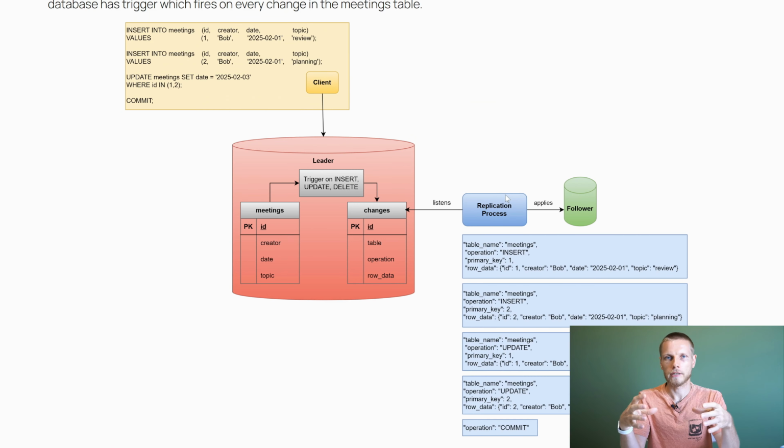But unfortunately, despite all those benefits, we still have drawbacks here. And the first major drawback is that trigger-based replication is not something native to the database.